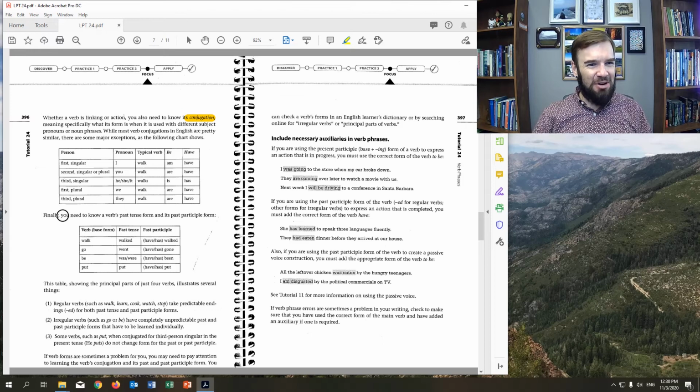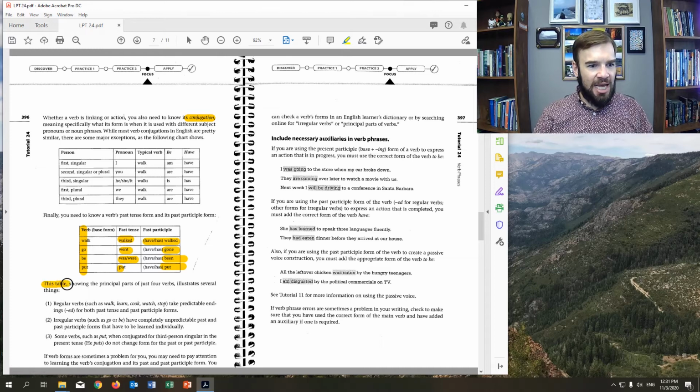Now finally, you need to know a verb's past tense form and its past participle form. So the base form of the verb, that's walk, go, be, and put. The past tense would be walked, went, was or were, and put. And the past participle would be walked, that's a regular one, gone, irregular, been, irregular, put, also irregular. So again, things you've already studied in other grammar classes, usually when you're looking at verb tenses or verbs themselves, this is something you do all the time, right? Walk, walked, walked, right? Go, went, gone. Be, was, been. Give, gave, given, whatever, right?